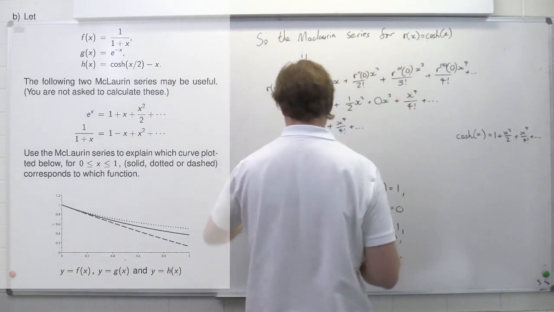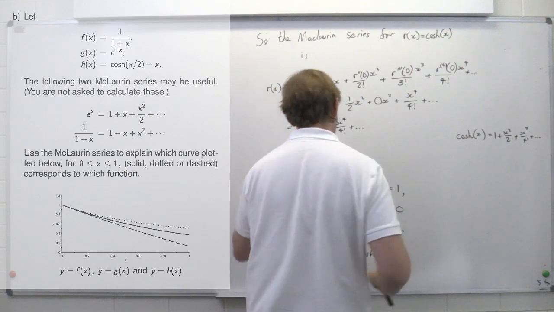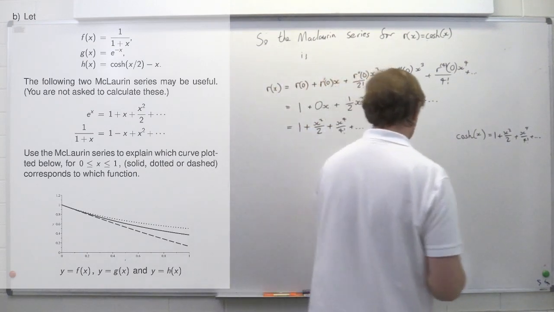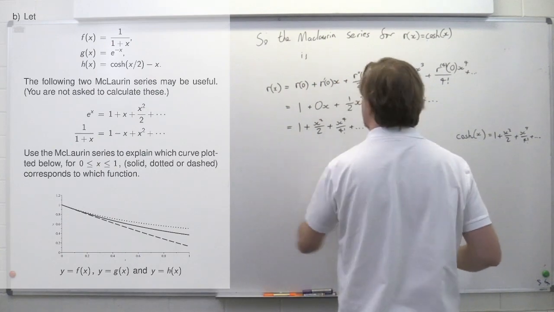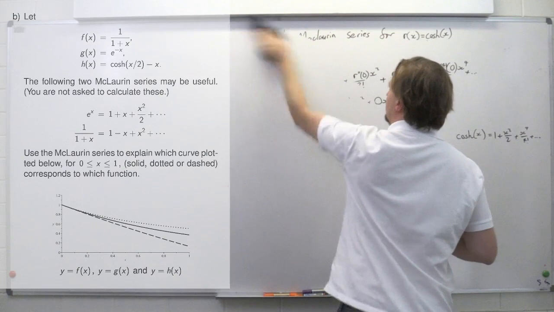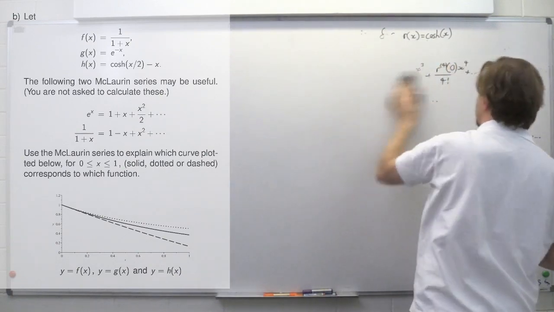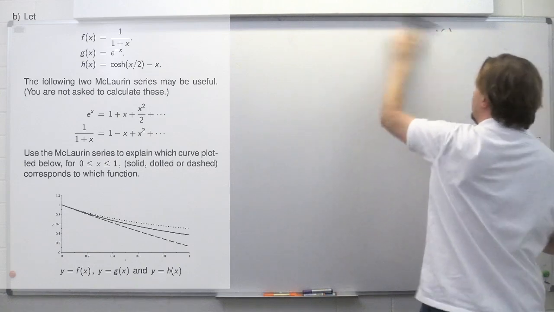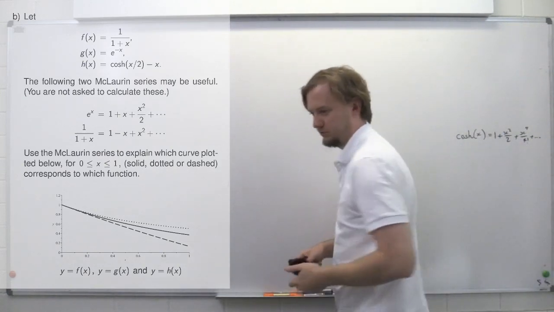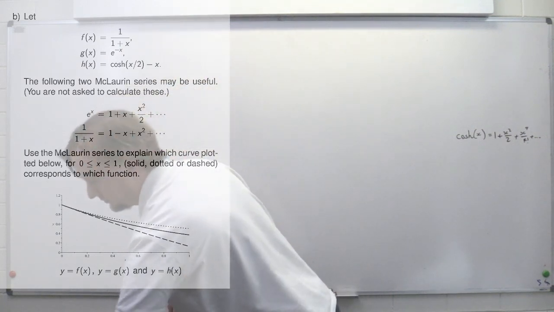Now the next part of the question gives us some functions and gives us Maclaurin series for some of these functions, or almost gives us Maclaurin series for these functions. And then we're asked to use this information to work out which of the curves in this plot actually correspond to those functions.